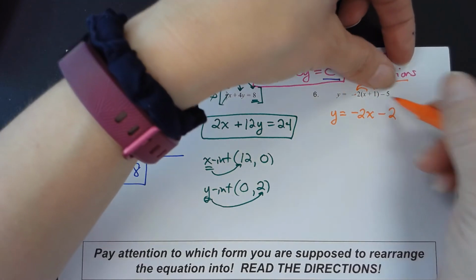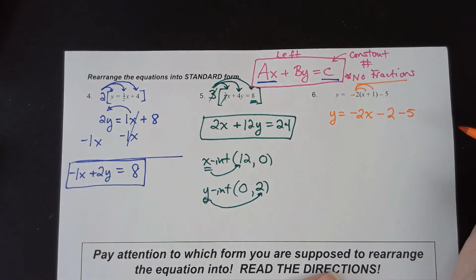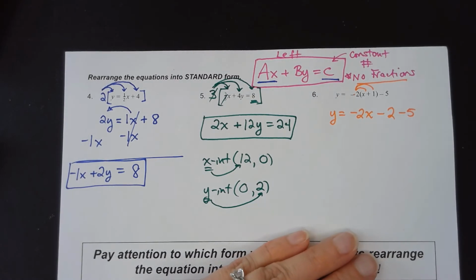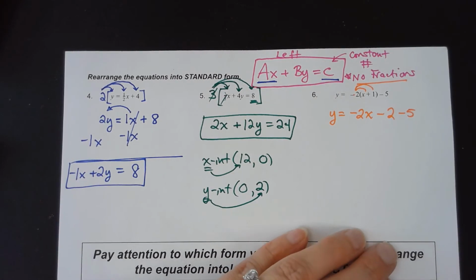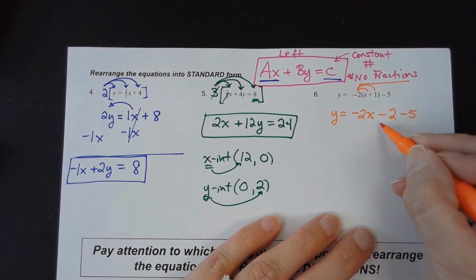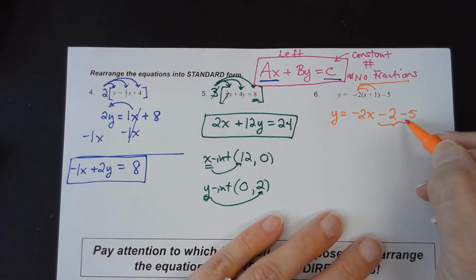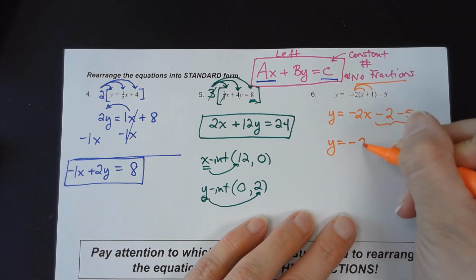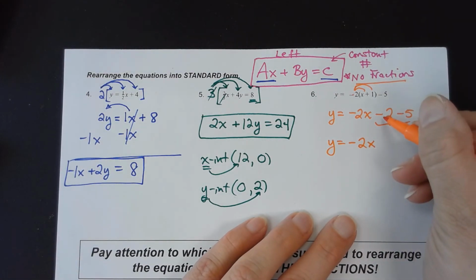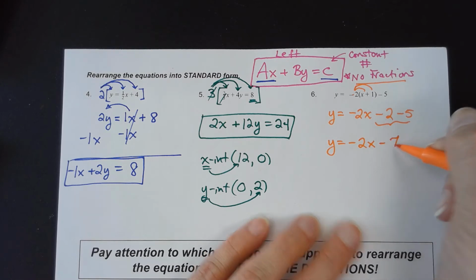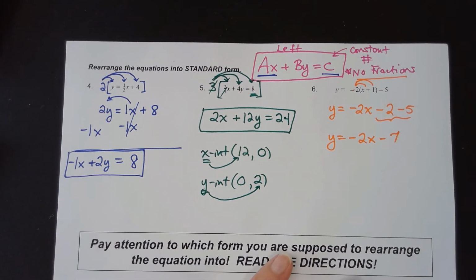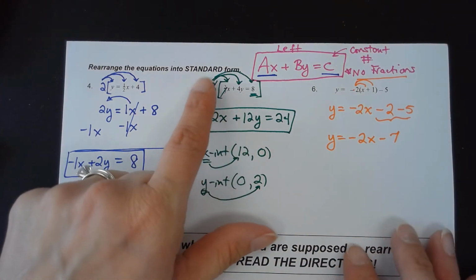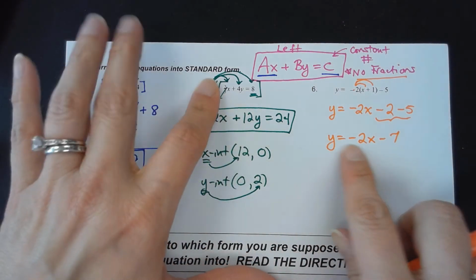-2, and then -5. Okay, so I did the distributing. I don't think it's in standard form, but at least there's no fractions. Let's go ahead and put these numbers together. Standard form isn't supposed to have 2 constants. -2x, a -2 minus 5 is -7. Okay, are we done? Well, no, because the direction said standard form. This is not standard form.